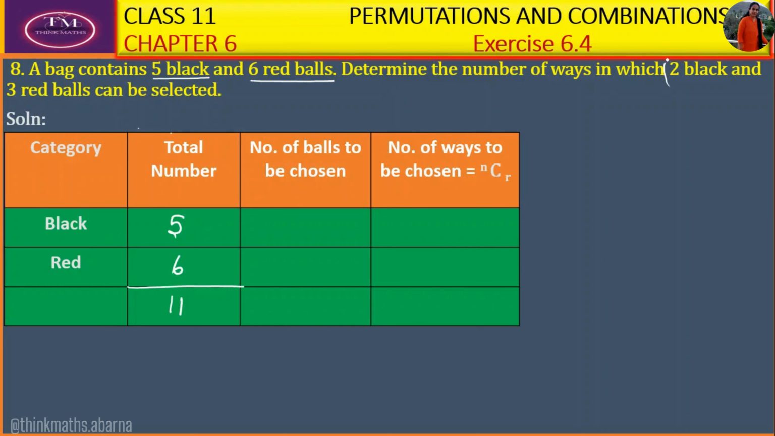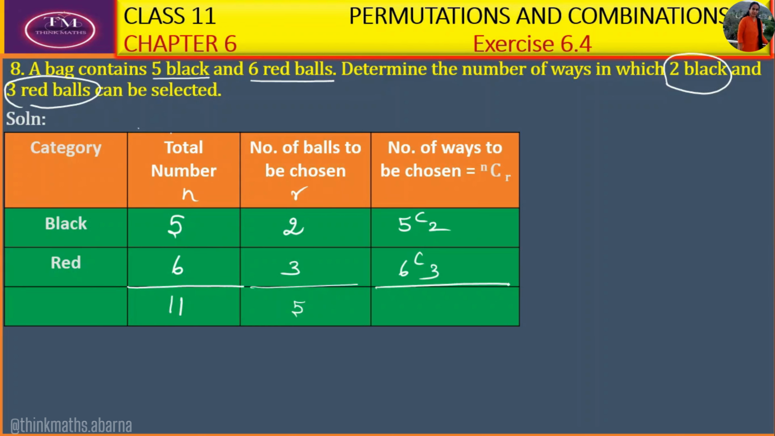Number of balls to be chosen. How many black balls? It is 2 black balls. How many red balls? 3 red balls to be chosen. So in total we have to choose 5. So number of ways to be chosen is nothing but out of 5, 2, and out of 6, 3. So in total you have 5C2 into 6C3.